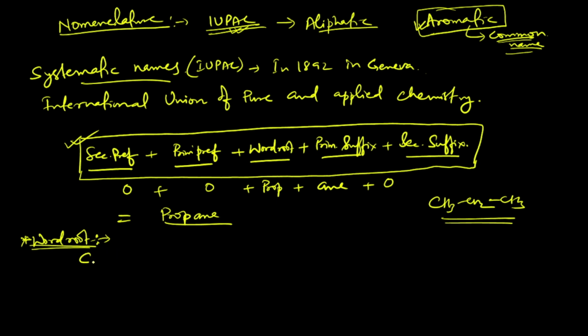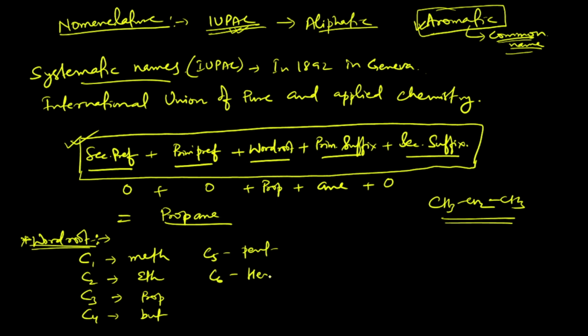Okay, if only one carbon is there, we call it meth. If two carbon is there, we call it eth. If three carbon is there, we call it prop. If four carbon is there, we call it but. See, this is 1, 2, 3 carbon is there. That's why we have taken word root prop over here, correct? Now, if 5 carbon is there, we call it pent. Every 6 carbon is there, we call it hex. Every 7 carbon is there, we call it hept. 8 carbon, we call it oct. Like that it will go, okay? So this is word root.